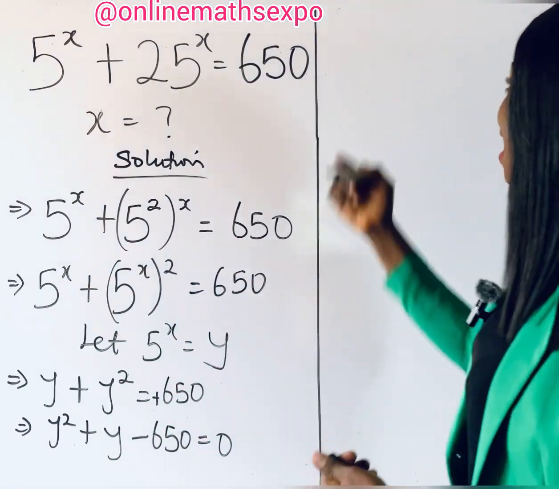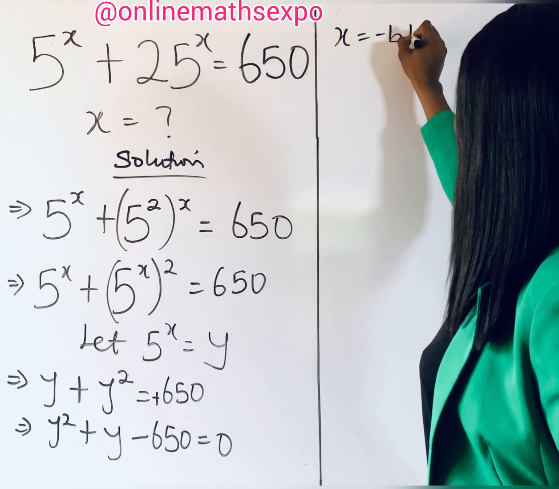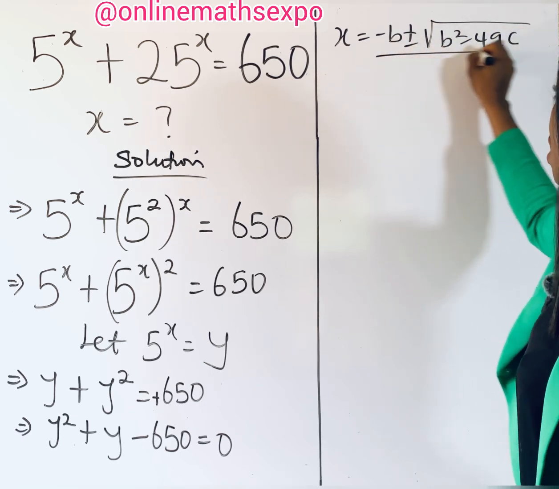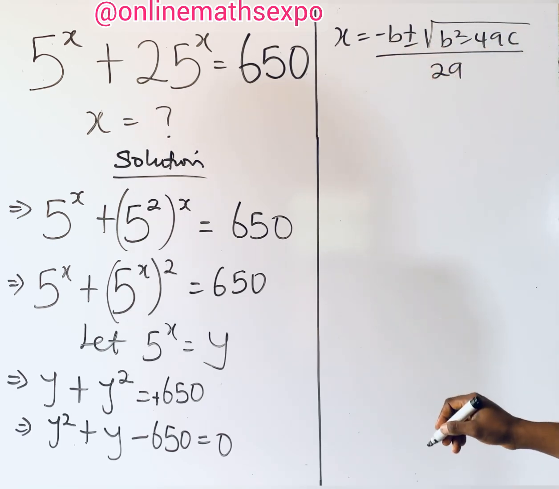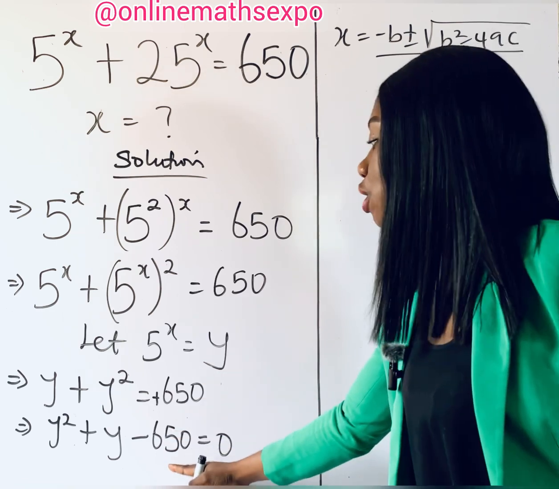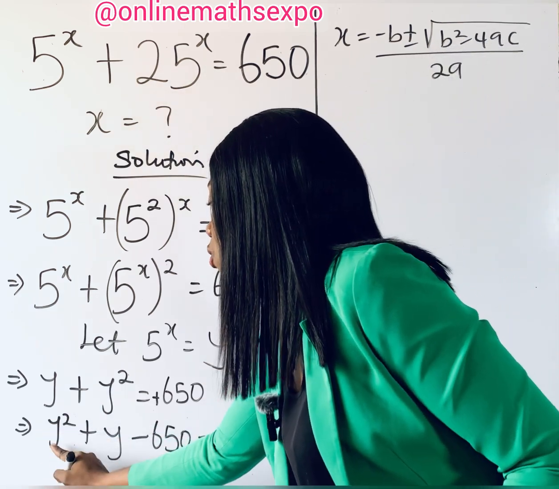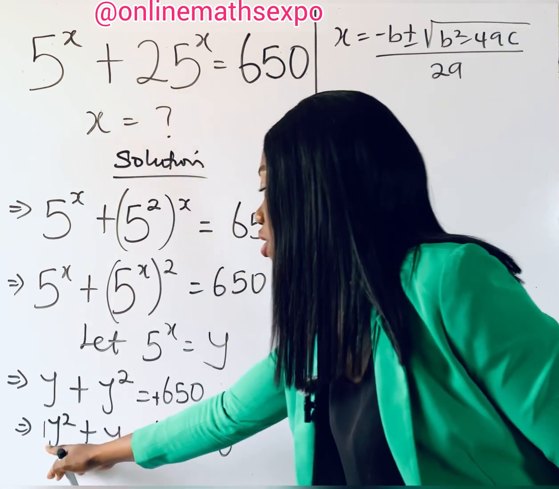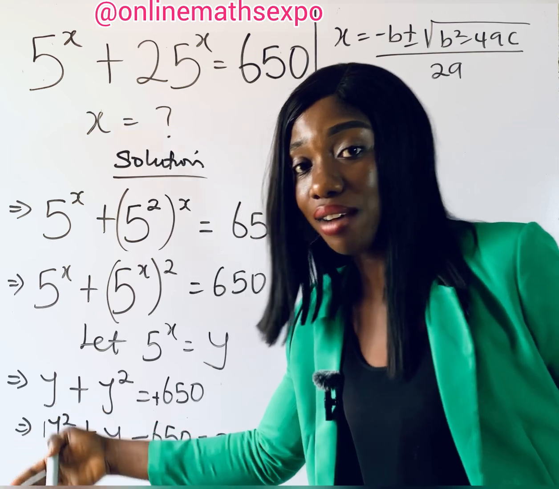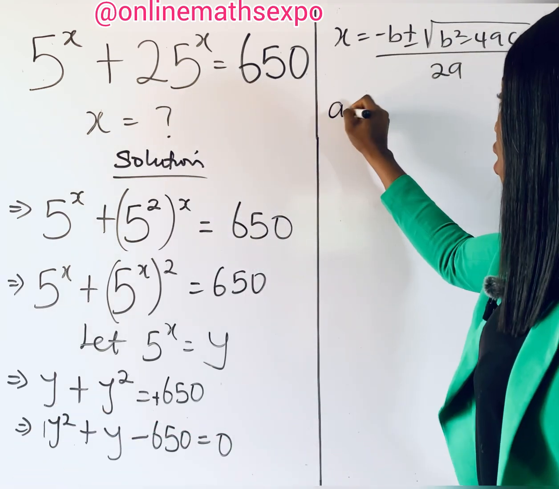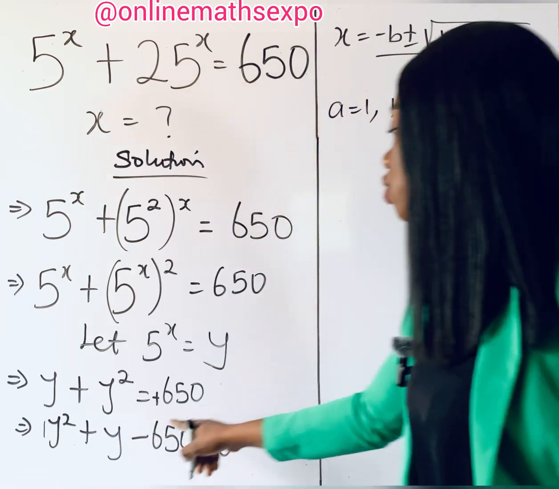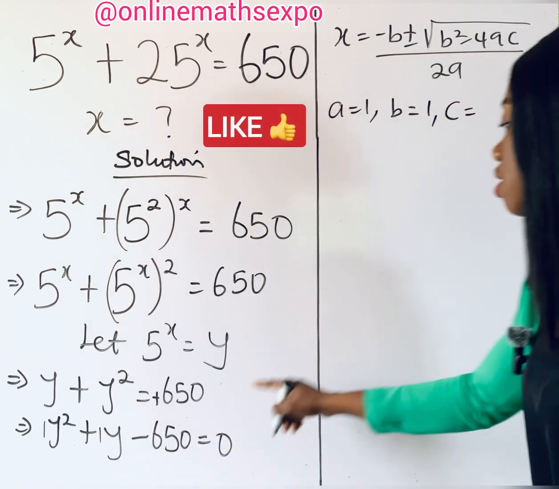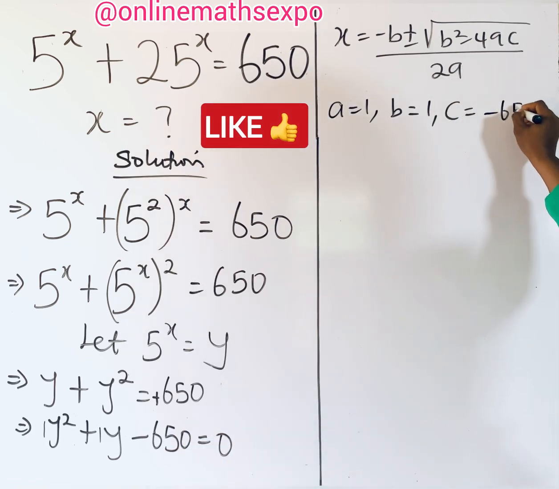It says that x is equal to negative b plus or minus square root of b squared minus 4ac, divided by 2a. Now what are our a, b, and c? From the equation, your a is the coefficient of y squared, and the coefficient of y squared is 1, okay? Every variable without a value before it is said to have a coefficient of 1. So our a is 1, our b is the coefficient of y, which is also 1, and our c is the constant, which is negative 650.